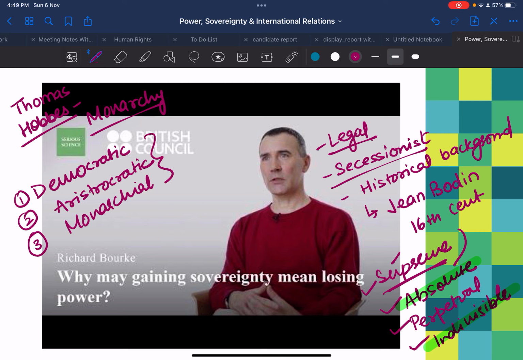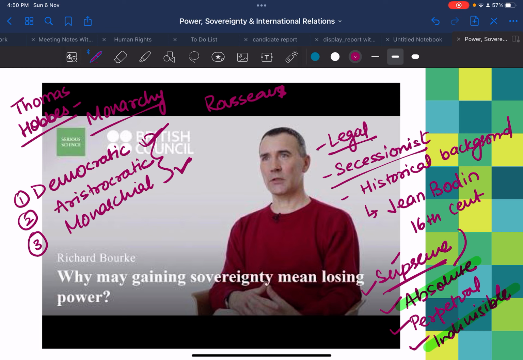So out of these three, Hobbes said that I believe the more efficient form of sovereign is monarchical. Whereas Rousseau, now if you remember, the third person over here was Rousseau. Rousseau believed that legitimate sovereignty is democratic sovereignty. So these are the different kinds of sovereignty where they talk about where sovereignty resides.